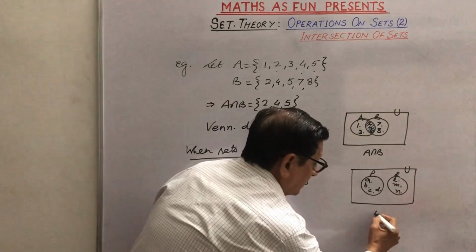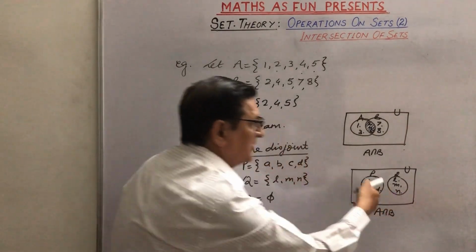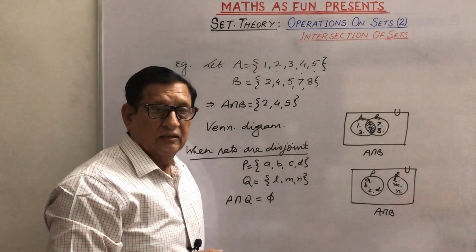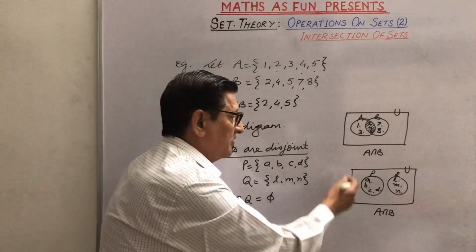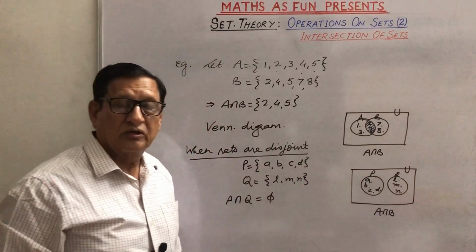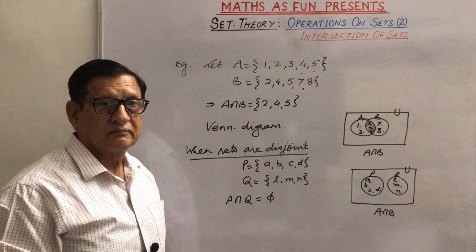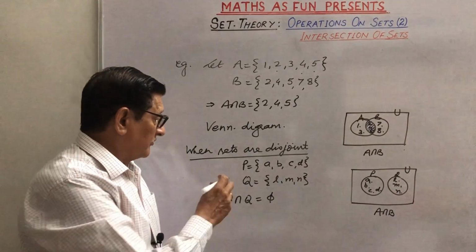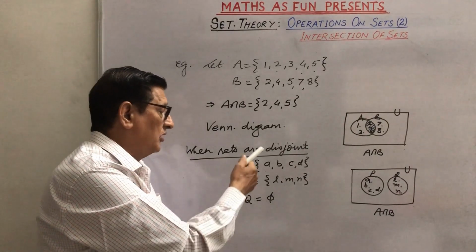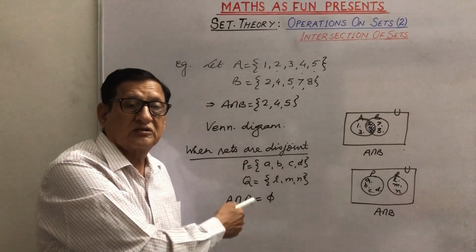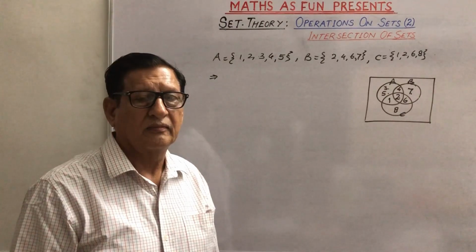And when we want to represent A intersection B in this, since they do not have any common elements, there is no common region, this will be left just like this only. So remember that A intersection B or P intersection Q is phi if the sets are disjoint.